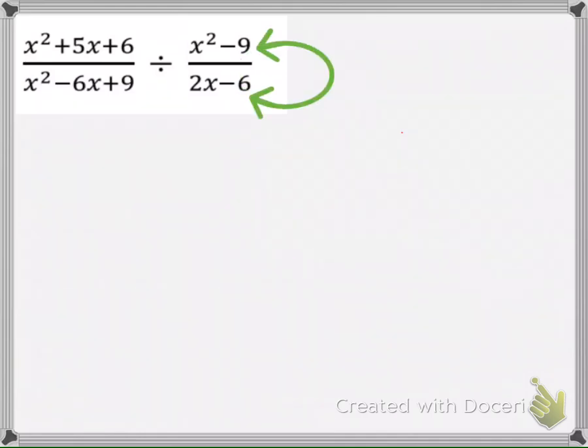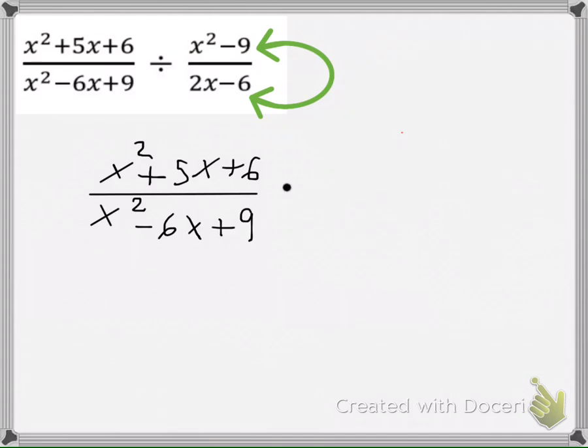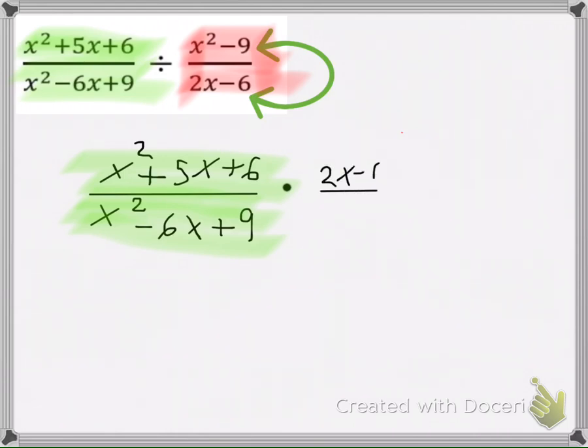Now another way you might have been taught is something called keep, change, flip, where you basically keep what's on the left side of the division sign the same, and then you change the right side, or the denominator, by flipping it. So after you flip it, it looks like this. And so I'm going to try to show you guys maybe why that makes sense or why it works.